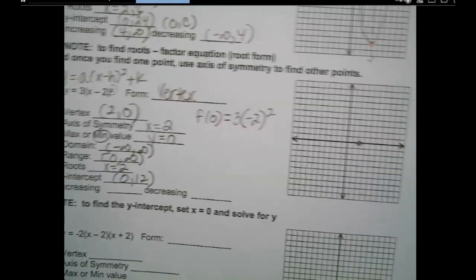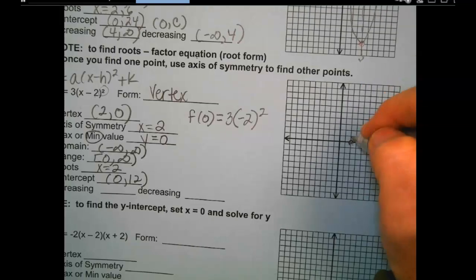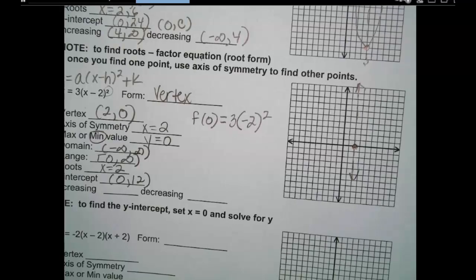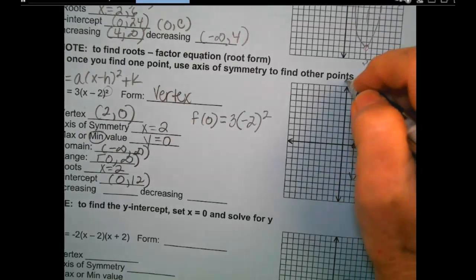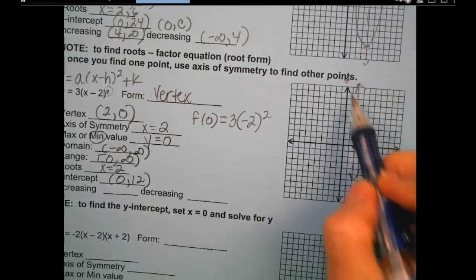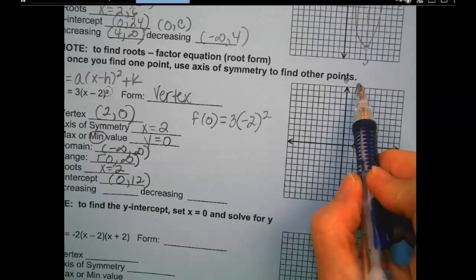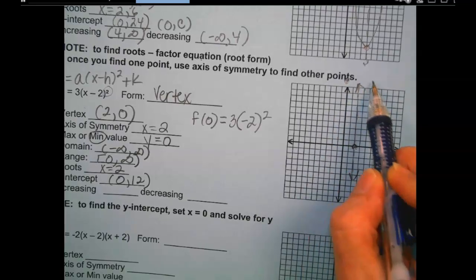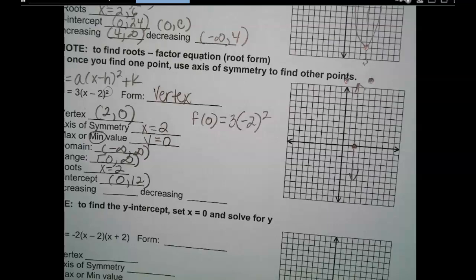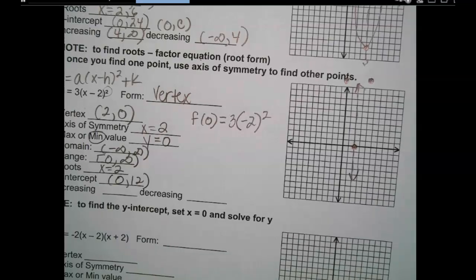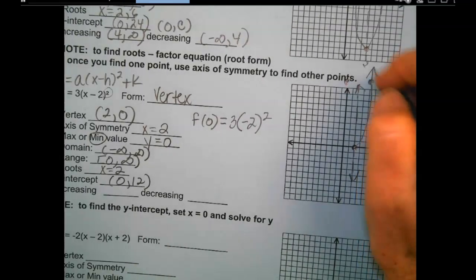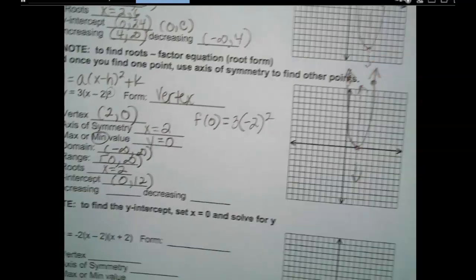Okay, so I want to go back to the graph now. This is the axis of symmetry right here. My y-intercept is 0, 12, and let's just say it's right here. If this is my y-intercept, because of the axis of symmetry, can I make another point right on this side? Right? Because the axis of symmetry cuts it in half. So 2 this way and 2 this way. I get 2 points. And so now I have my parabola.